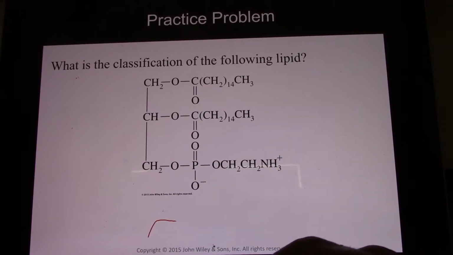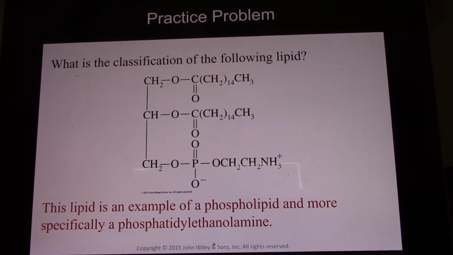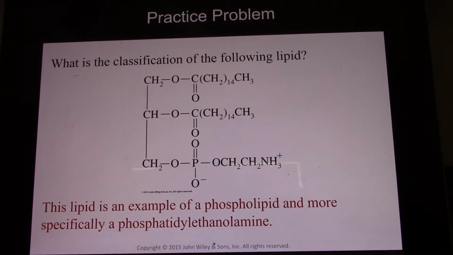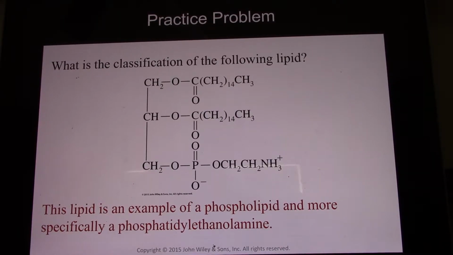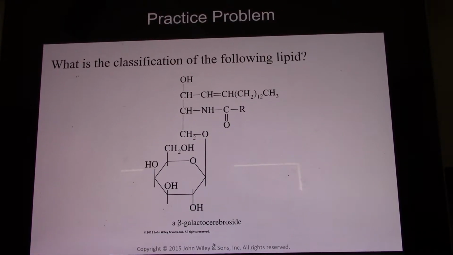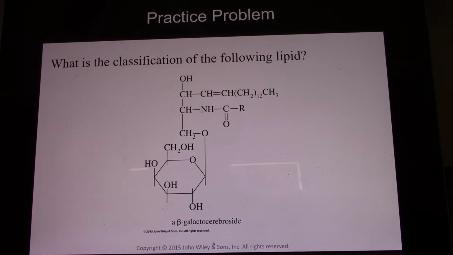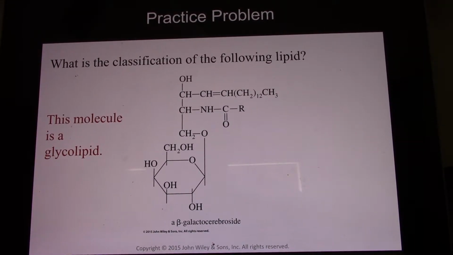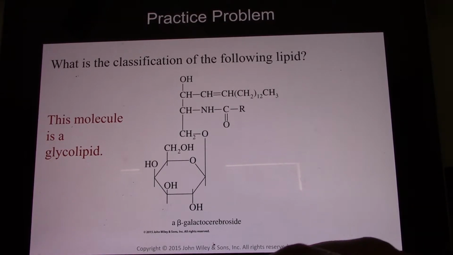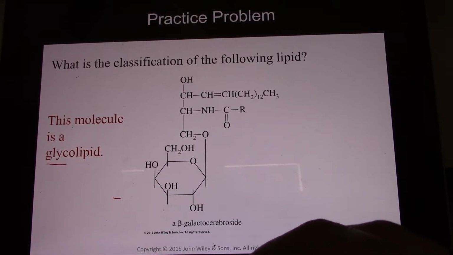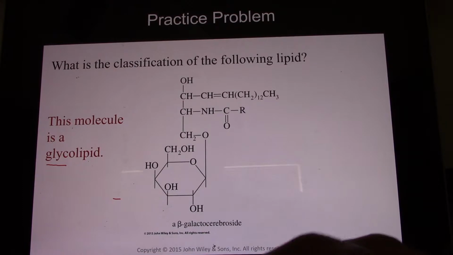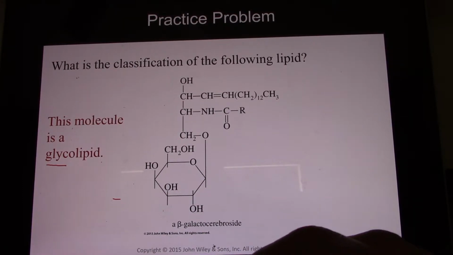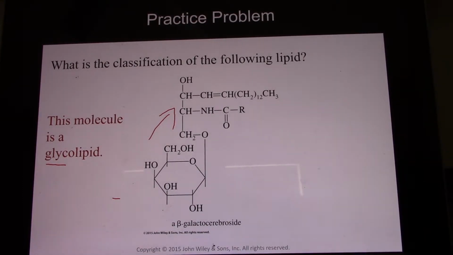So what is the classification of the following lipid? Notice your phosphate group and notice your ethanolamine. So this is a phospholipid, and more specifically, phosphatidylethanolamine. Here, we have a beta-galactocerebroside. So it's a glycolipid. Again, glyco for sugar, because you have this galactose here, and lipid for the sphingosine over here.